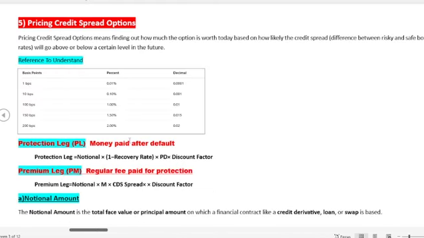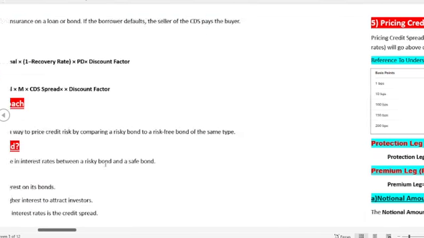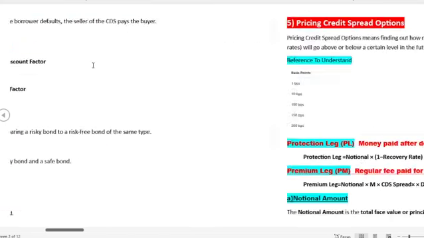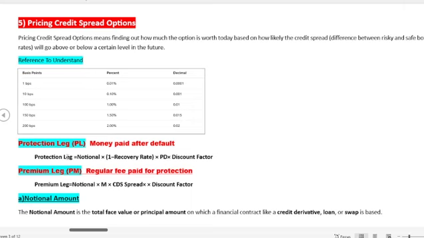Okay, let's see what the protection leg and the premium leg are. I told you that I will explain this over here in slide number 3. Protection leg, PL. We can say that the protection leg is the money paid after default. This is the money which is paid after the default. If the company defaults, this is the protection leg, money paid after default.